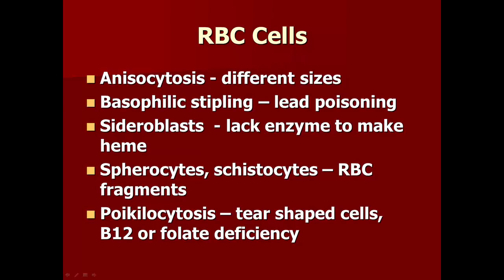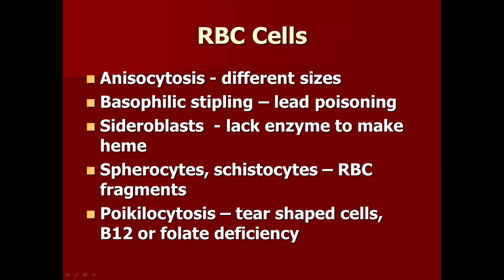So when it says anisocytosis, it means that there are a lot of different sized cells out there. That's all anisocytosis means. Basophilic stippling is indicative of lead poisoning, and it's a characteristic appearance of these red cells under the microscope. If you see that they have sideroblasts, it tells you that the individual lacks one of the enzymes to make heme completely. This results in an abnormal molecule, and it makes their cells look different, and they call those sideroblasts.